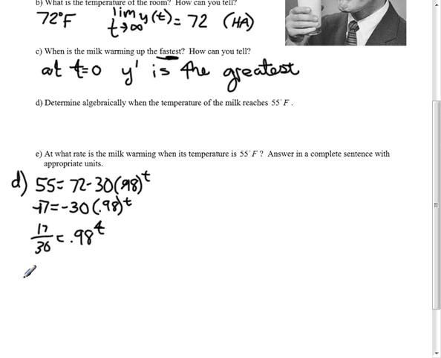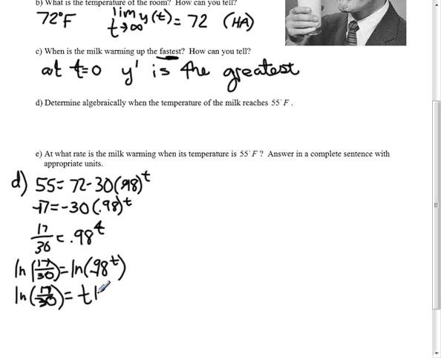Now, to get that out of the exponent, we're going to have to take the log, or the ln, of both sides. I'm going to choose to take the ln just because it's less writing, and I like that. Natural log. It's always better to go natural, right? So we have this 0.98 to the t. And if you remember, if it's in the exponent of an ln, we can move it right to the front. So ln of 17 over 30 equals t times the ln of 0.98.